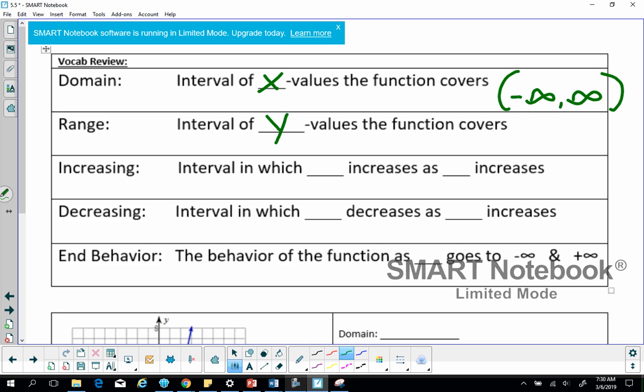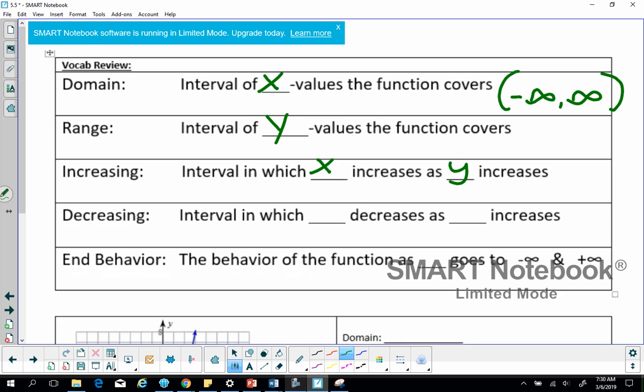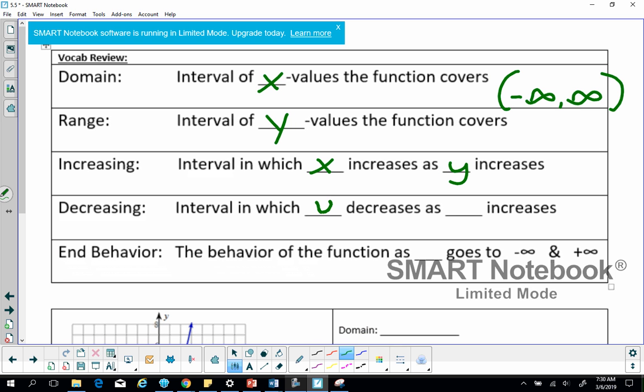Increasing is an interval in which the x increases as the y increases. So as the x gets larger, the y gets larger. Decreasing would be as the y decreases, the x increases. And we'll look at that on the graph. And then the end behavior is when x goes to infinity and negative infinity.